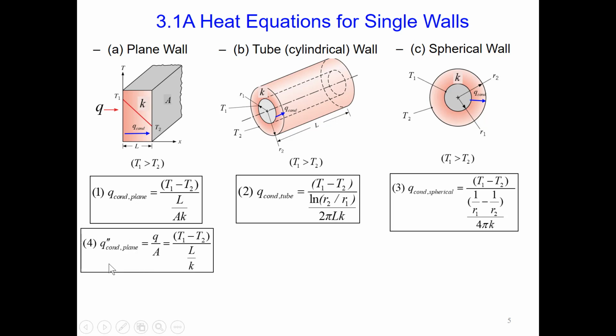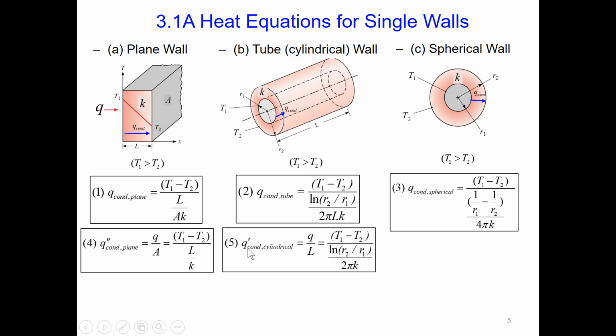Furthermore, we can introduce equation 4 to calculate the heat flux for the plane wall, which represents the heat flow at a specific point of area A. We can also introduce equation 5 to calculate heat rate per unit length for the tube wall, which represents the heat flow along the perimeter of the tube wall.